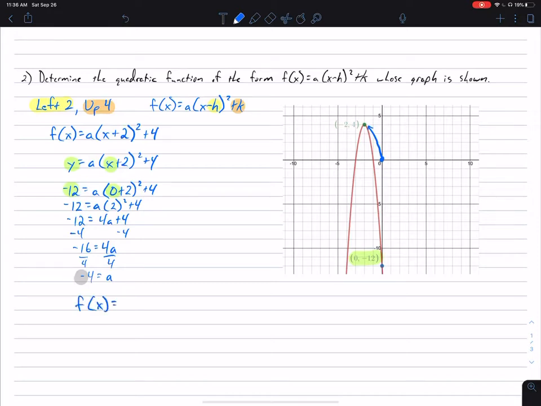So I'm going to take these numbers and plug them in as my final answer. So f of x is equal to my negative 4, (x plus 2), that represents the shift left, squared, plus 4 represents the shift up. So this a value went here. Remember, this was our h, and this was our k value. If I really, again, wanted to check this, I can pick some other points. It looks like we have the point (negative 1, 0) here. You could plug that point in and see if your equation balances, but we're going to leave this as is, and we're going to stop there.